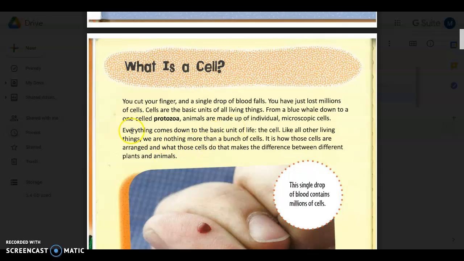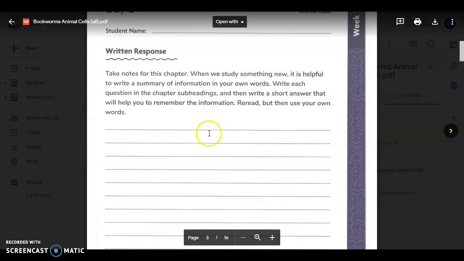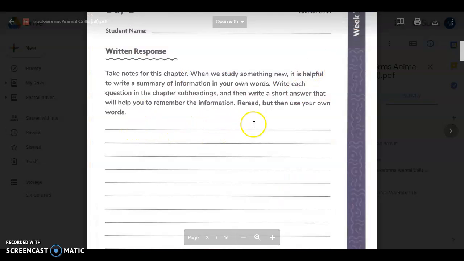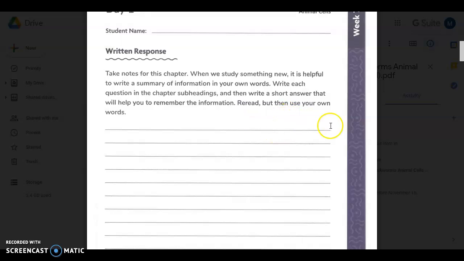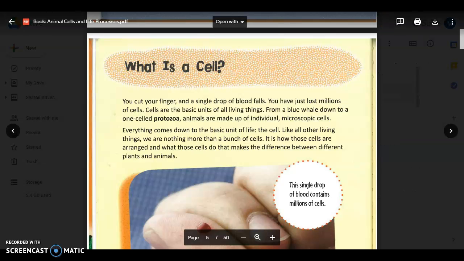So as I read through, I'm looking for something that tells me what a cell is. And I can get to this part here. It says cells are the basic units of all living things. I can also continue reading and see something like this. It comes down to the basic unit of life, the cell. So the cell is the basic unit of life. So I would go back here. After the part where I wrote my question, I would give the answer. And I would say, it is the basic unit of life. Okay, you're going to do that for each one of those questions.